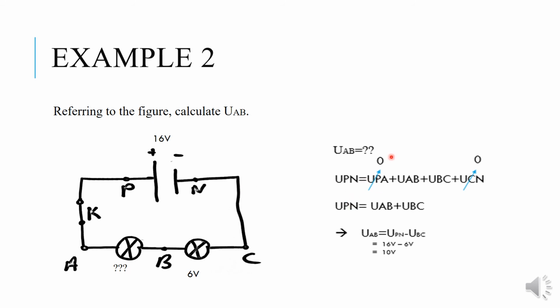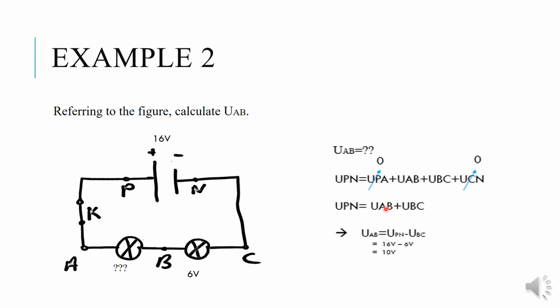UPA is crossed out. We have a closed switch, so it acts as a connecting wire. So we cross it out. UAB, no, we have to calculate UAB. UBC is given. We cross UCN out since it's a connecting wire. So UPN equals UAB plus UBC.